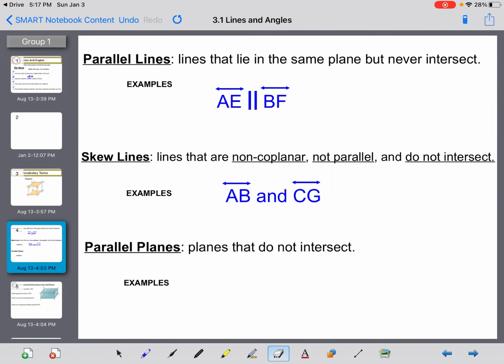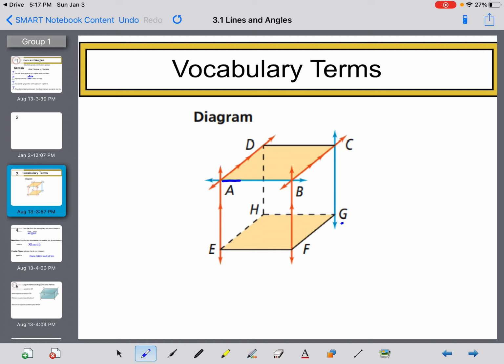Parallel planes are planes that do not intersect. For example, plane ABCD and plane EFGH. Well, ABCD is the top, and EFGH is on the bottom. These two planes are never going to intersect each other, and they are parallel. The top of the square and the bottom of the square. Cube, I should say.